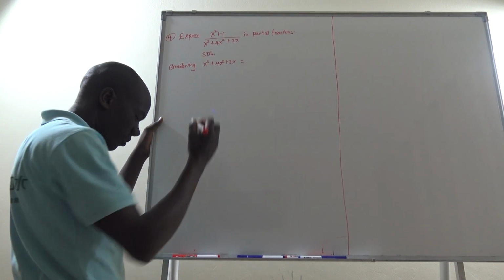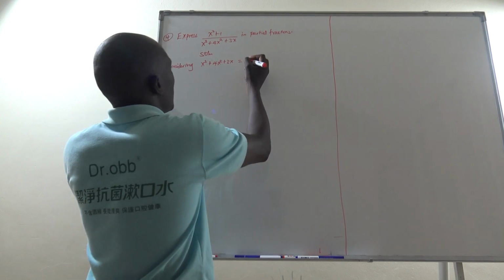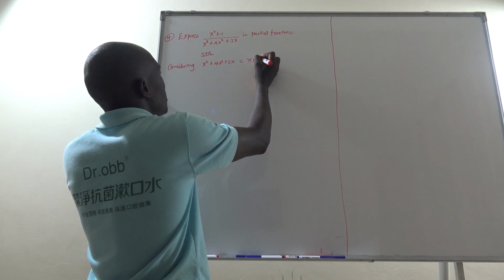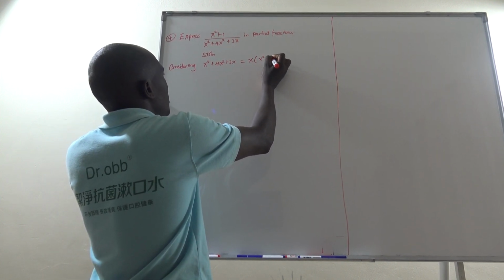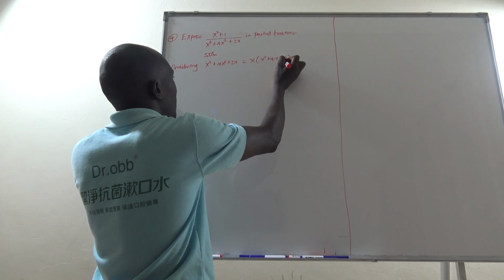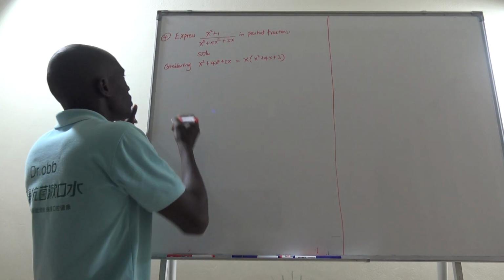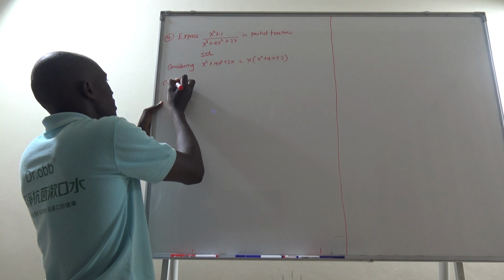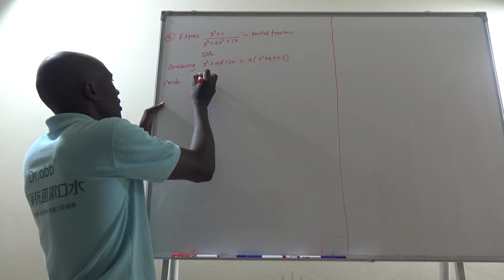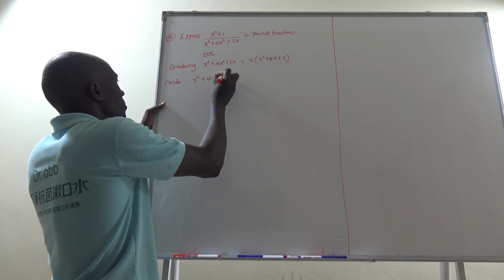So what is common here? What is common is x. We are going to remain with x squared plus 4x plus 3. Again, we consider x squared plus 4x plus 3.